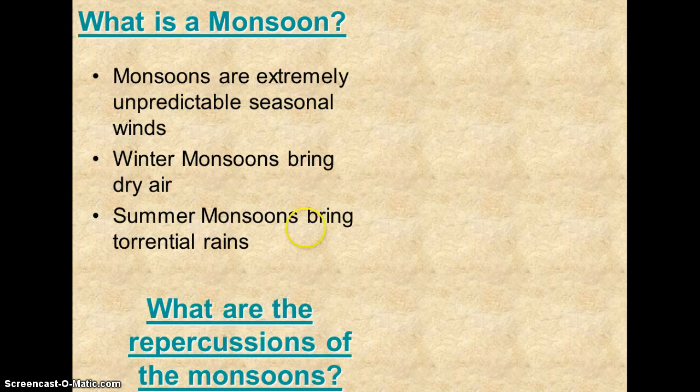So what are the repercussions? Well, in the wintertime, it's really dry air. It's not going to be what we're looking at here, but it does make it hard to farm and things like that. Also, it's dangerous. Trees can fall down. But in the summer, it's what people usually think of when they think of the Indian monsoon. So let's take a look at one.